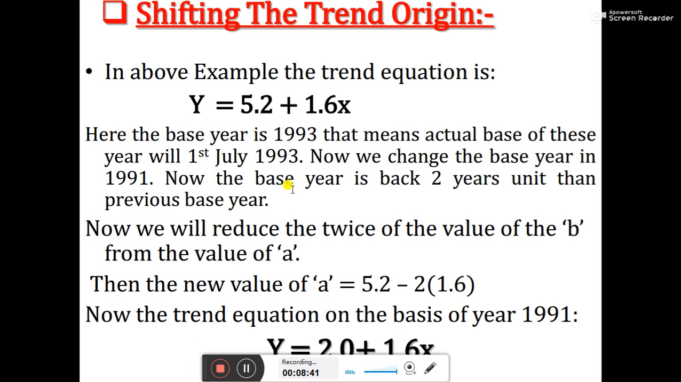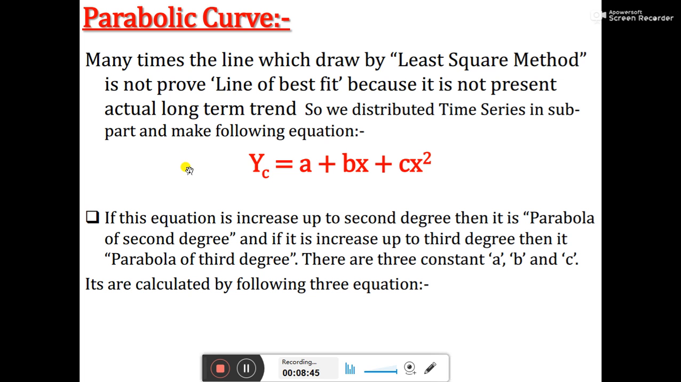So this is when the trend line is linear, but when the trend line is curved or a parabola, we'll go for the next one, and we'll discuss this in the next video.